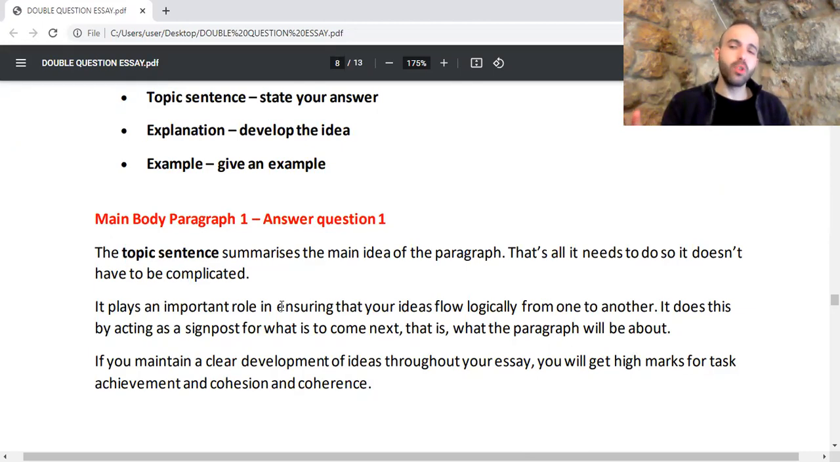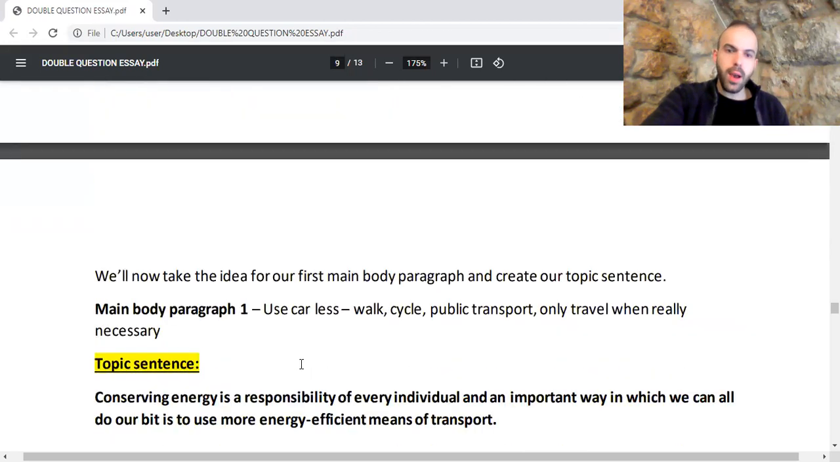So it doesn't have to be complicated, because you need to start with the topic sentence. It plays an important role in ensuring that your ideas flow logically from one to another. It does this by acting as a signpost for what is to come next. That is what the paragraph will be about. If you maintain a clear development of ideas throughout your essay, you will get high marks for task achievement, cohesion, and coherence.